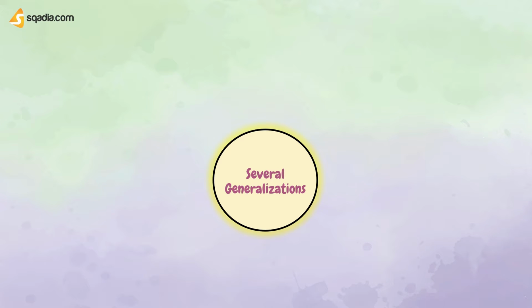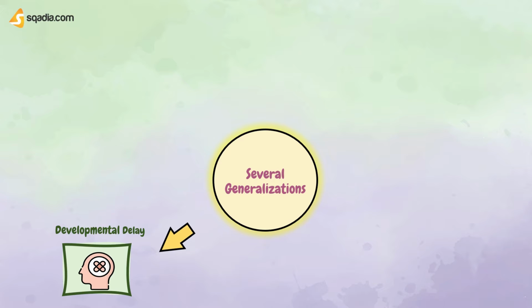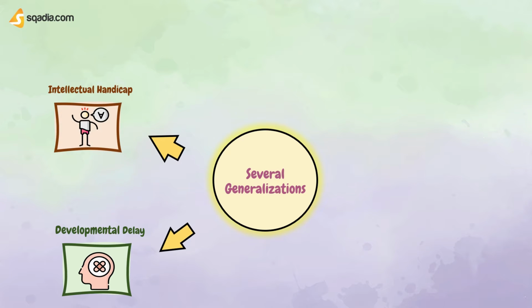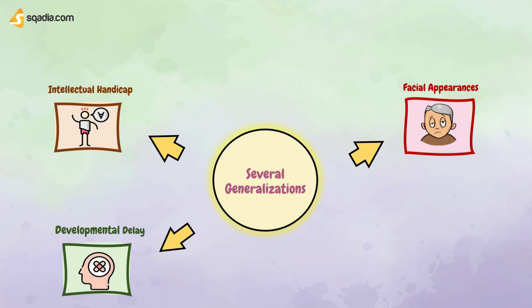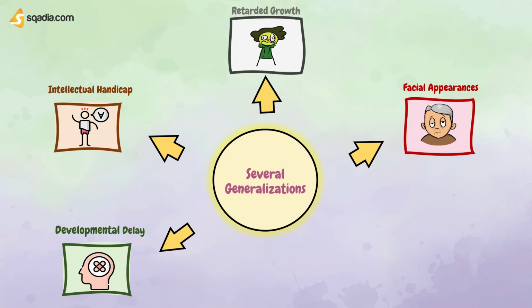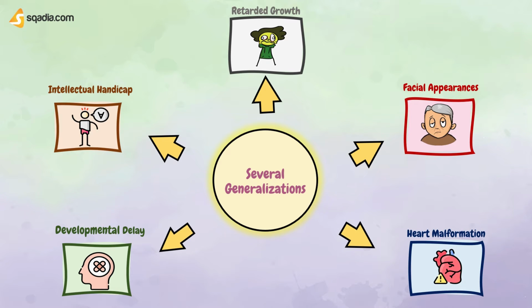Although chromosomal syndromes are typically quite variable, several generalizations are nevertheless possible. Most chromosomal abnormalities are associated with developmental delay in childhood and intellectual handicap in teenagers and adults. Most produce characteristic facial appearances. Most are associated with retarded growth, and many include congenital malformation of the heart.